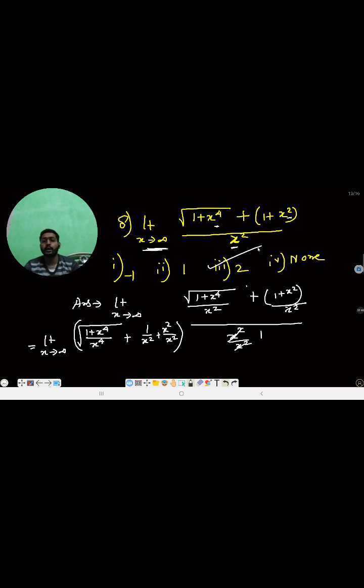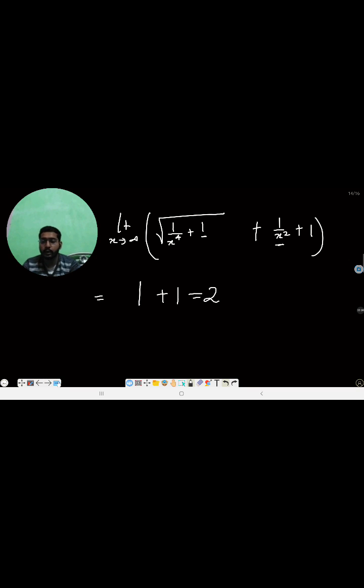You can use L'Hopital here also. You can use L'Hopital and solve this problem also. But whenever infinity is there, you can try like this. First of all, you have to find the highest power, and whatever the highest power is, you have to divide by that power. So here you can see the highest power is 2, so we have divided by x square, like this.